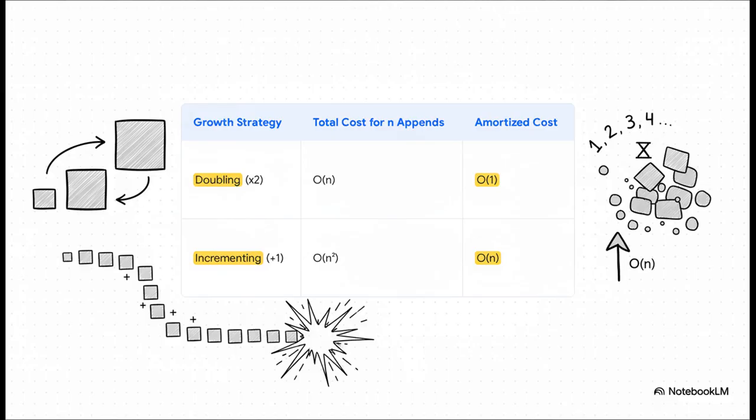And this really highlights how much that growth strategy matters. We've seen that doubling gives us an amortized cost of O(1), but what if instead of doubling, we just added one new slot every time we ran out of space? What happens? Well, your performance just completely falls off a cliff. The total work balloons to O(n squared), making the amortized cost O(n). It's a disaster. That multiplicative growth factor is everything.